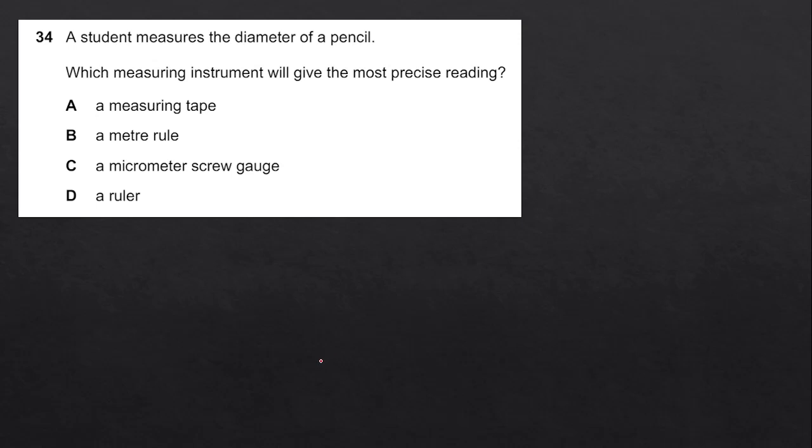A student measures the diameter of a pencil. Which measuring instrument will give the most precise reading? To get the most precise reading, we will use a micrometer screw gauge. So it is option C.